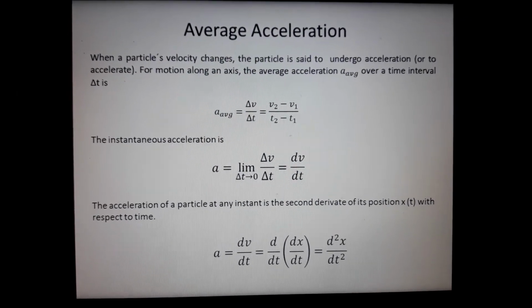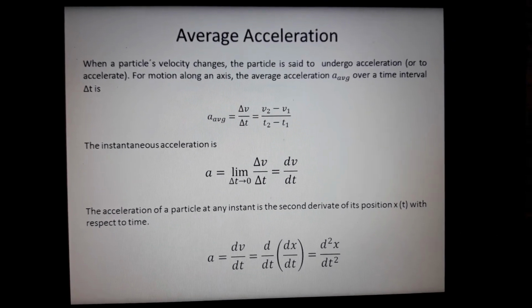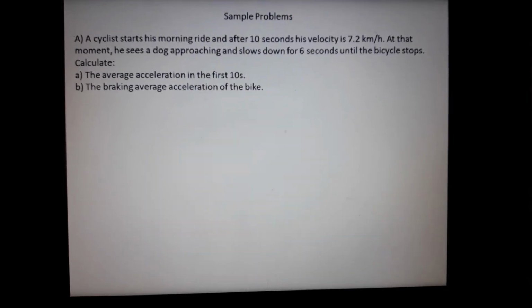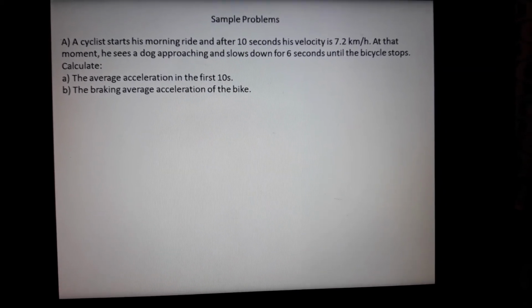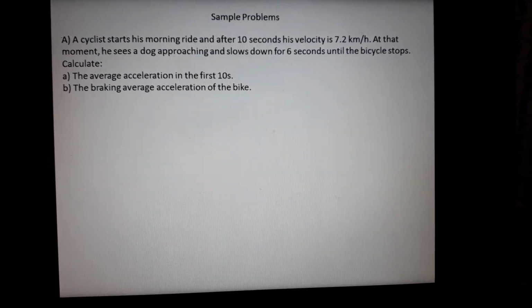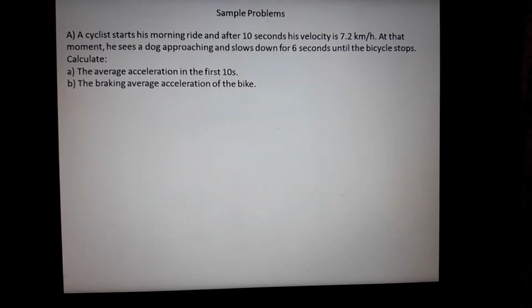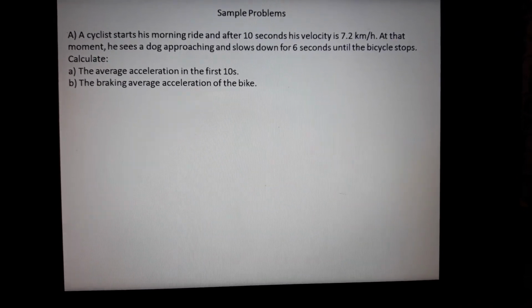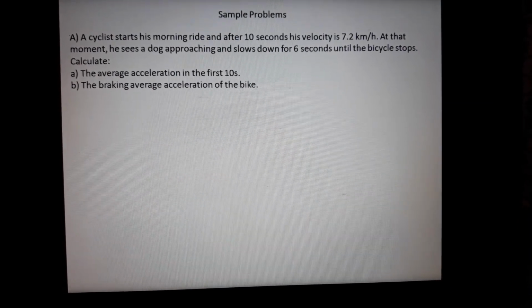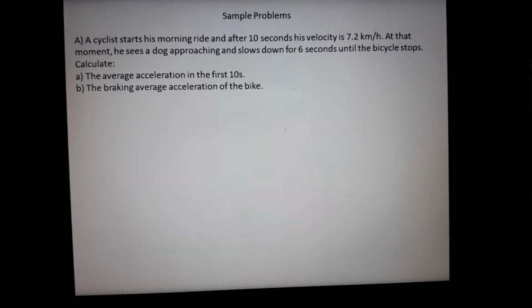We need to remember some basic rules of calculus here. Let's go to see the first example. A cyclist starts his morning ride and after 10 seconds his velocity is 7.2 km/h. At that moment, he sees a dog approaching and slows down for 6 seconds until the bicycle stops. Calculate the average acceleration in the first 10 seconds.